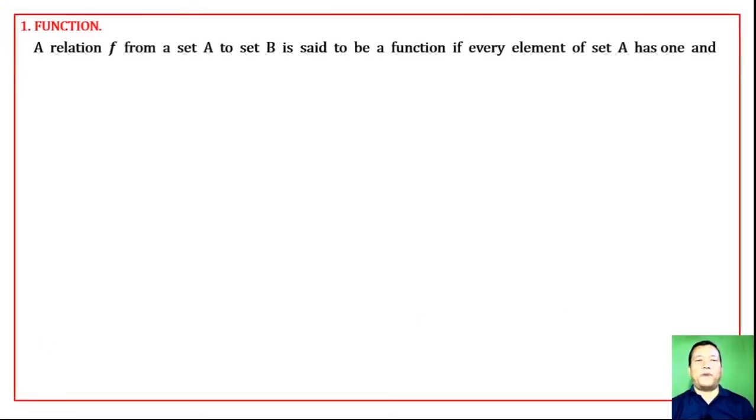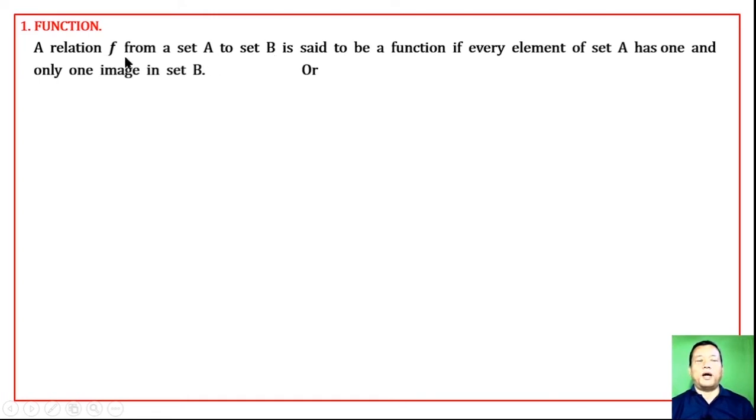Function. Let us define what is a function. A relation f from a set A to set B is said to be a function if every element of set A has one and only one image in set B.